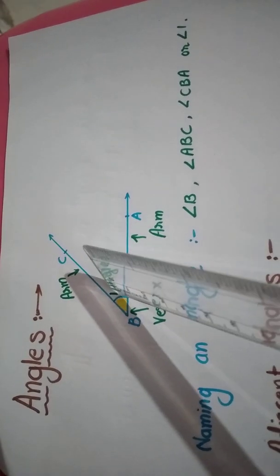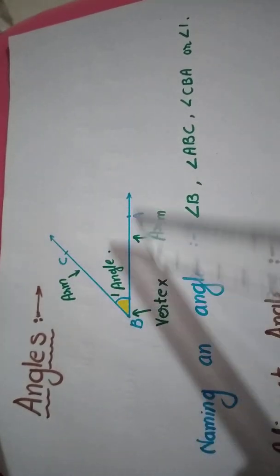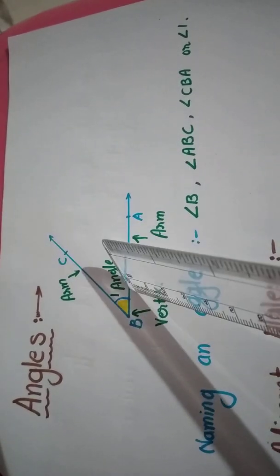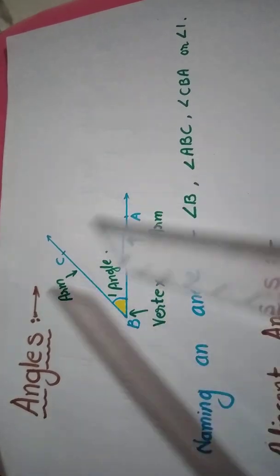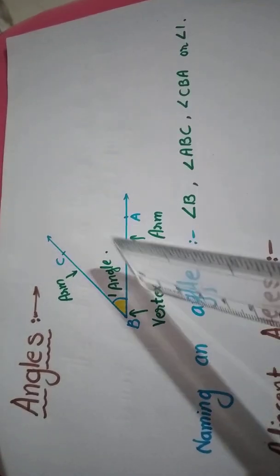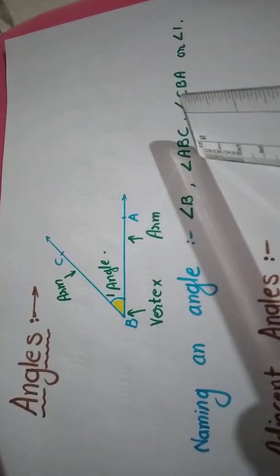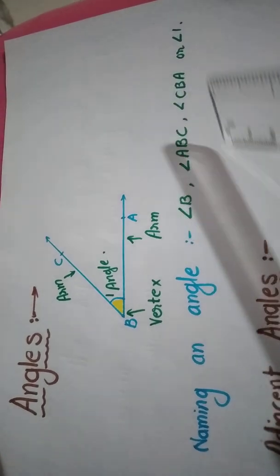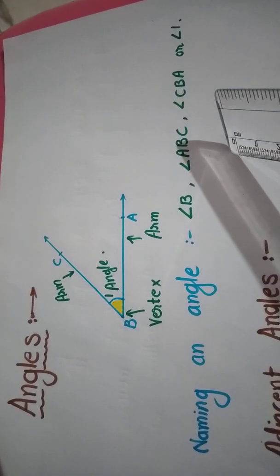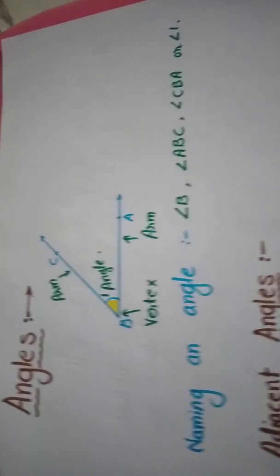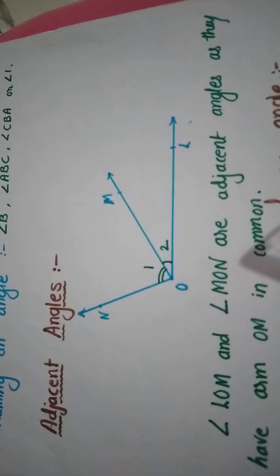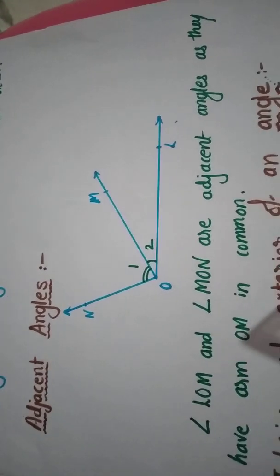And see here, 1 is written here. So we can name this angle as angle B, simply, because it is formed at B, or angle 1, or angle ABC, or angle CBA. So in these four ways we can name the angle. Now let us learn some types of angles. See here. In the last video also we saw different types of angles.